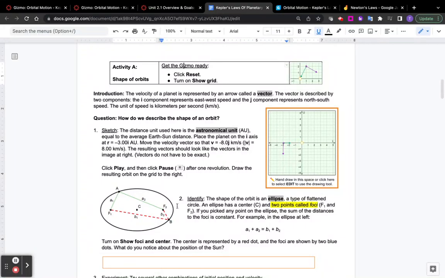This video is going to help you with activity A. Make sure you read the directions very carefully. Students who don't understand how to do this Gizmo or each section usually don't read the directions or pay attention to what it's asking or what it's telling you. So focus.